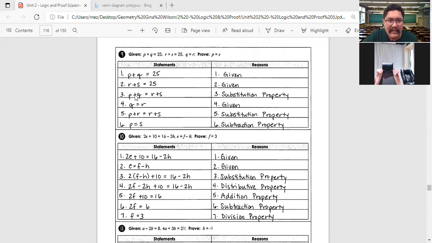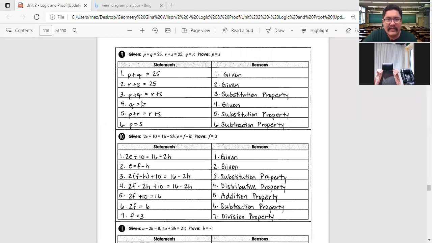All right, so let's put them together. So P plus Q and R plus S, again, they both come out to 25, so we're going to take out the 25 and set them equal to each other. Now, the other given that we have here is that Q is equal to R, so we're going to substitute out Q and put in R. And what that allows us to do is that we have 2 R's on both sides. Well, 1 R on both sides, but 2 R's all together.